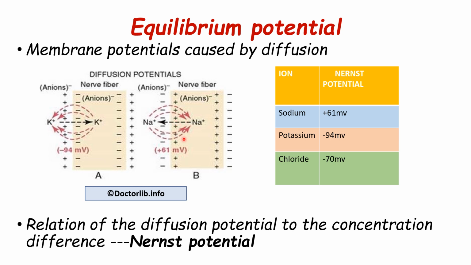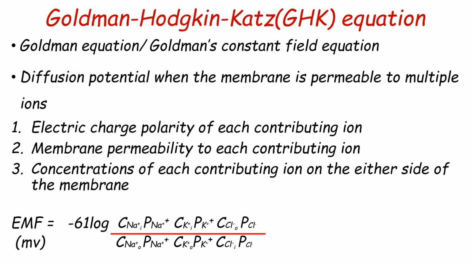So the membrane potential depends upon the diffusion of the different ions. This is when the membrane is permeable to one single ion: the resting membrane potential is then given by the Nernst potential of that particular ion. In the previous slide I told you about the importance of the diffusion potential on the resting membrane potential or the membrane potential of a particular cell.